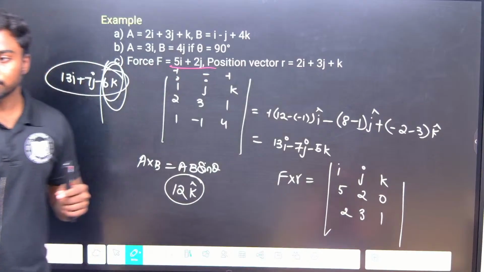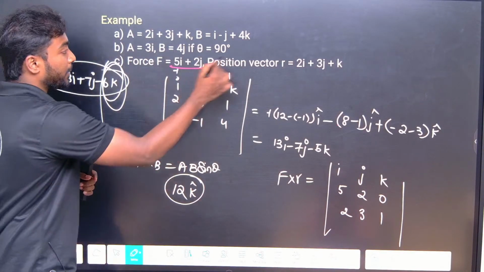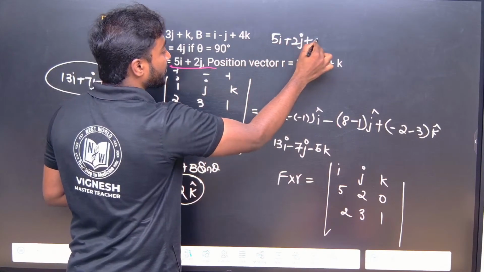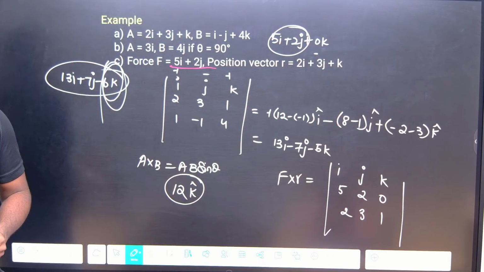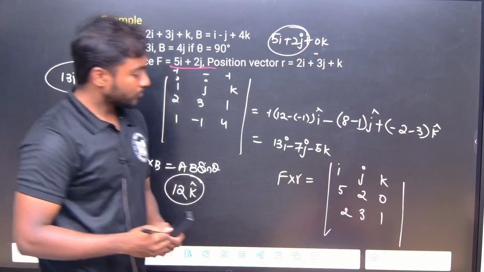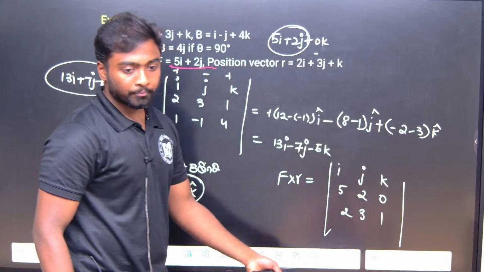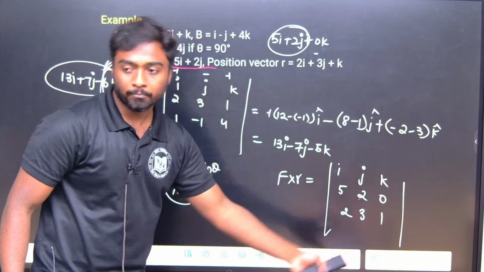Sir, if you take 0 for the i value. No, sir. Here if you consider plus 0, 5i plus 2j plus 0k means you will get only this answer. Yes. But when we are calculating 3 into 0, 0 will come. 3 into 0, 2 into 1. Or 2 into 0, 5 into 1. Okay?